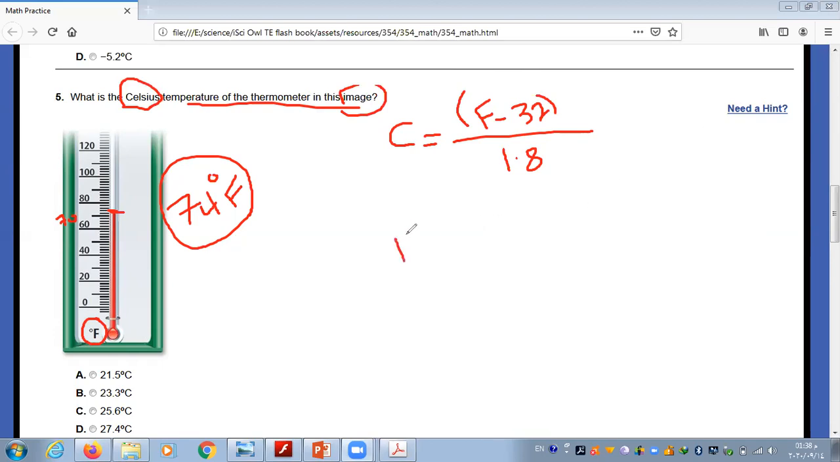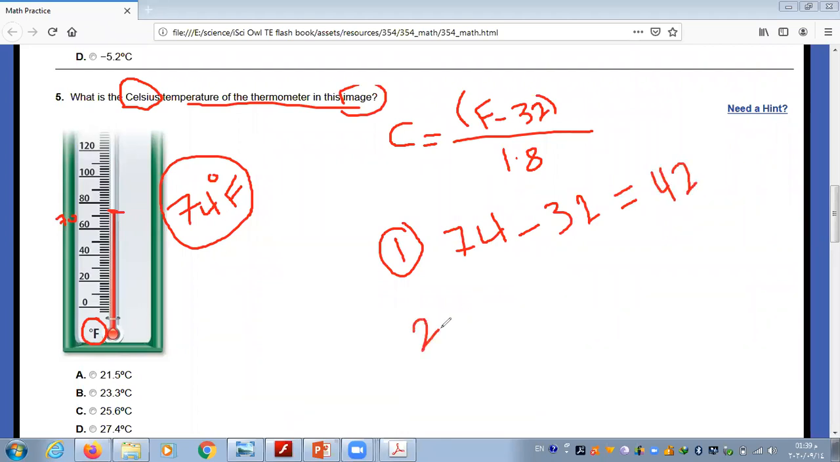Okay, what is the first step? 74 minus 32. Excellent. We take F. What is F? 74. So it will be 74 minus 32. What will be the result? 42. Excellent.